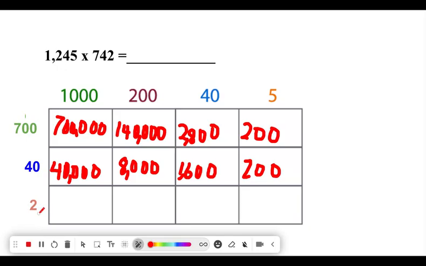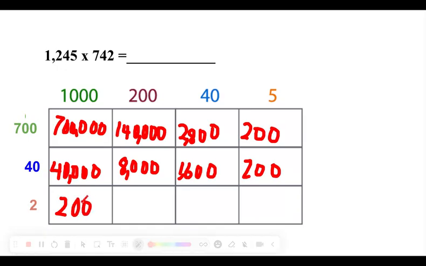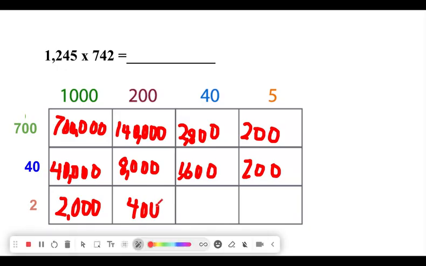Now I'm at the last digit in 742. So 2 times 1 is 2. How many zeros? 1, 2, 3. So I write 1, 2, 3. So 1,000 times 2 is 2,000. Now I go here. 2 times 2 is 4. Write 4. There's 2 zeros only. So 2 times 200 is 400.